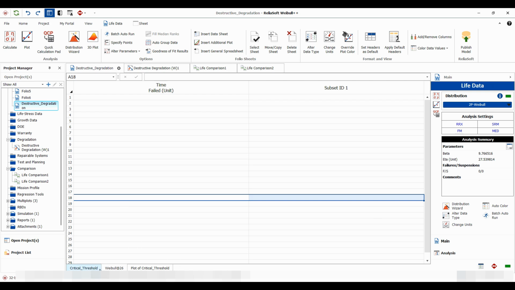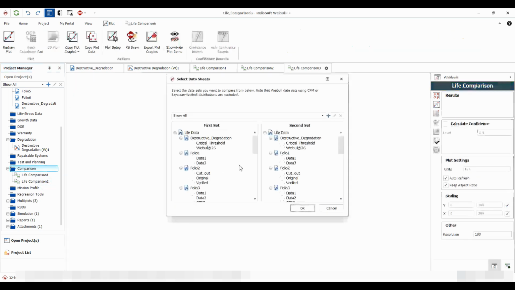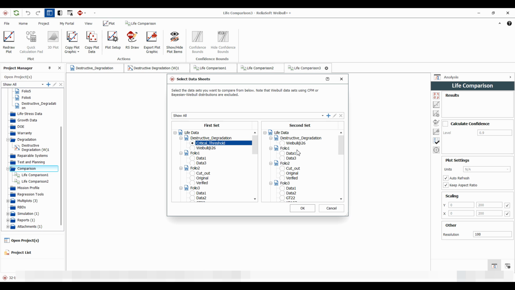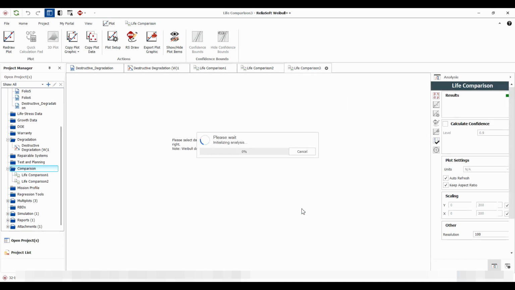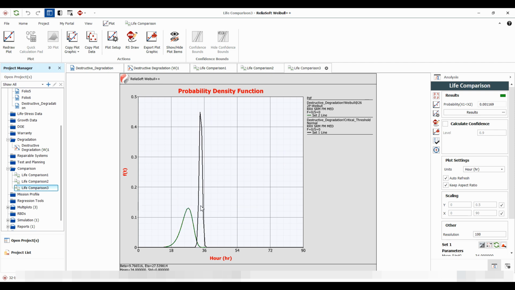And so we have a Weibull distribution, we have a normal distribution, so we cannot analyze it on a Weibull folio or on a normal folio, but we have to do a live comparison. So we add live comparison, and we select the critical threshold on one, and we select the Weibull on the other, and we have the two PDFs compared against each other.